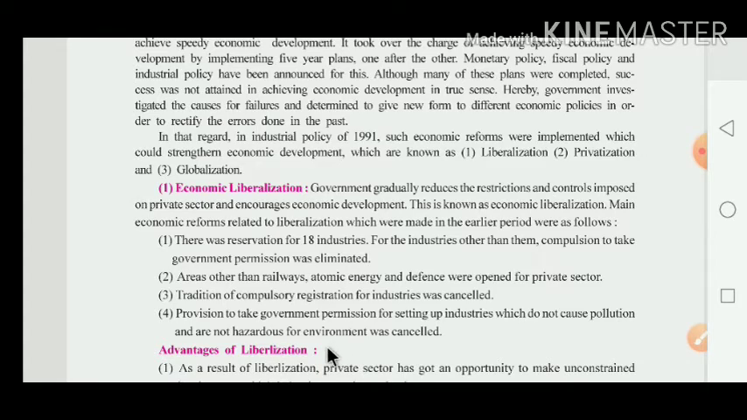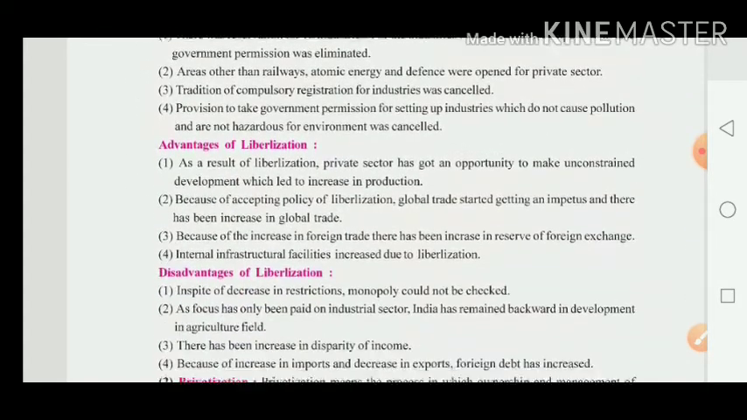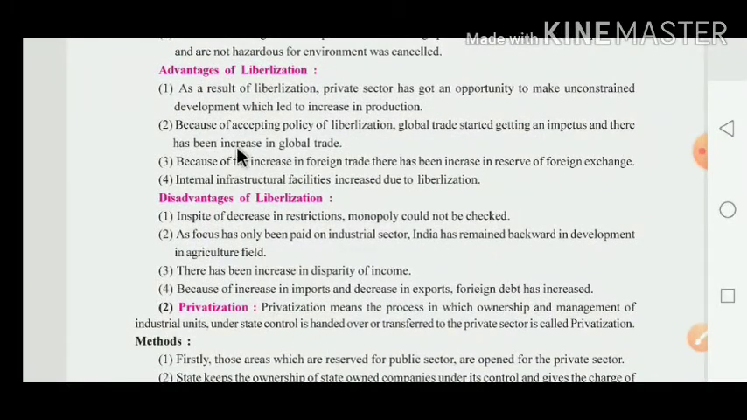Next, the advantages of liberalization. As a result of liberalization, the private sector has got an opportunity to make unconstrained development, which leads to an increase in production. Now what happened there? Due to the economic liberalization policy, the private sector got an opportunity for unconstrained development. It means continued development done by the private sector, as well as an increase in production.